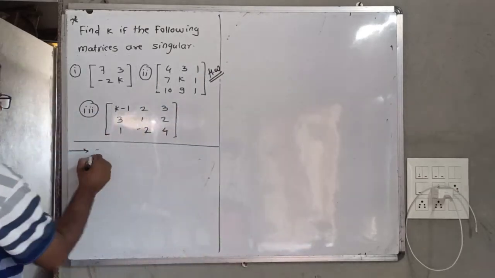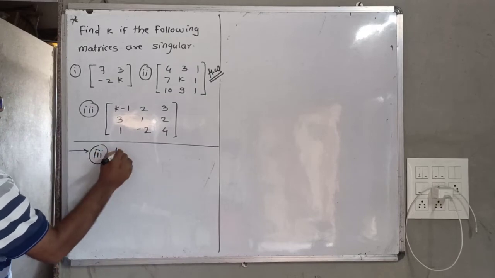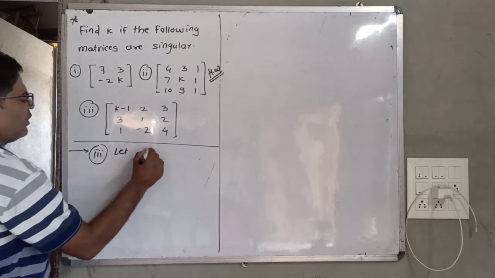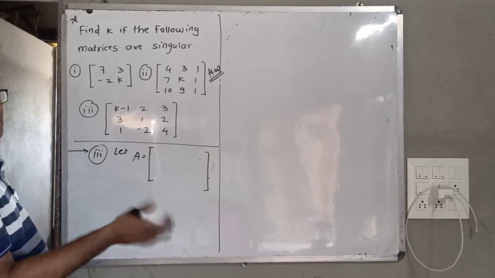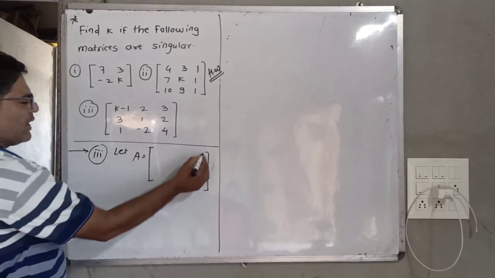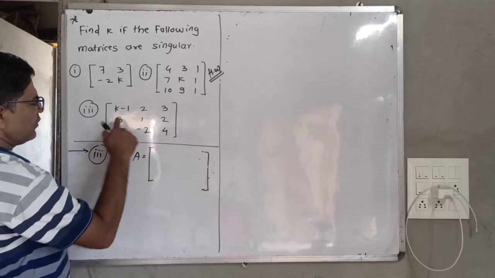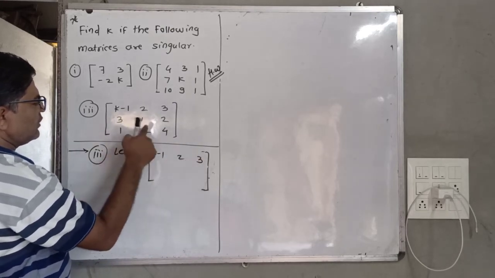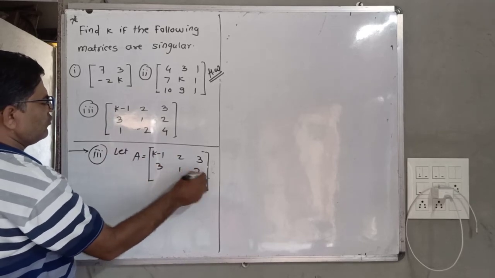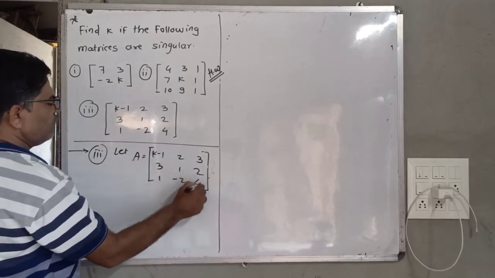Now the third example is what? Third example, let A equal to this matrix. I am changing my writing method again and again, it doesn't matter, your answer will be the same. The matrix is K minus 1 2 3, 3 1 2, 3 1 2 1 minus 2 4.